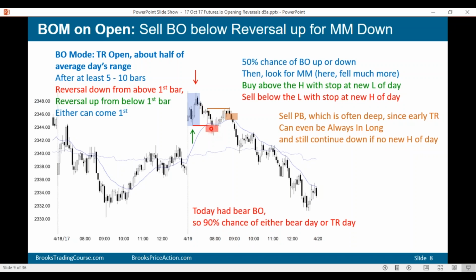Once you get the bear breakout, especially if you get that second bear breakout of a bigger opening range, there's a 90% chance the market is going to be either in a bear trend day or a trading range day. And if it's in a trading range day, you can sell rallies, taking a chance that you'll get a bear breakout, knowing that the probability of the market going to a new high is only 10%.